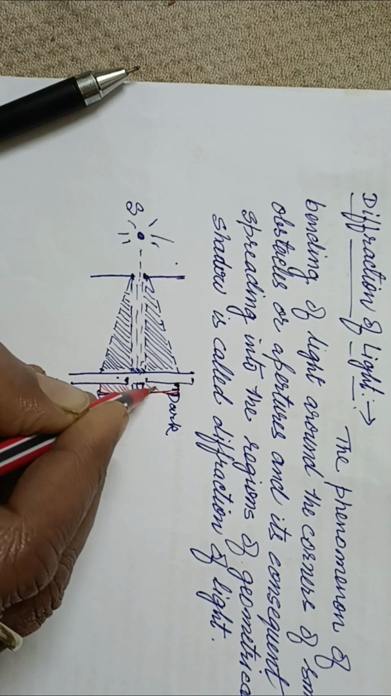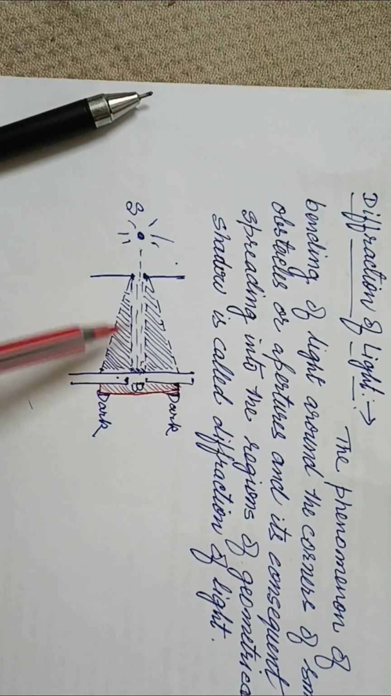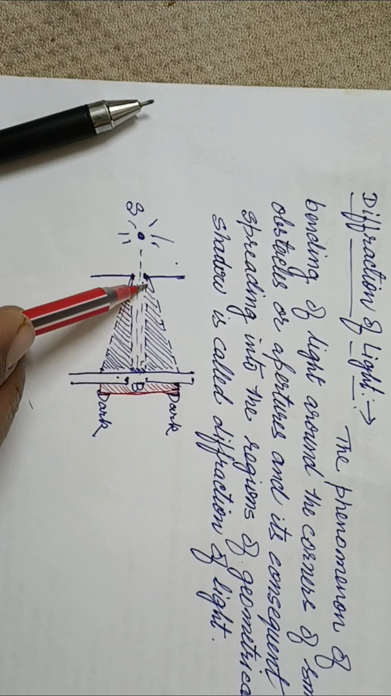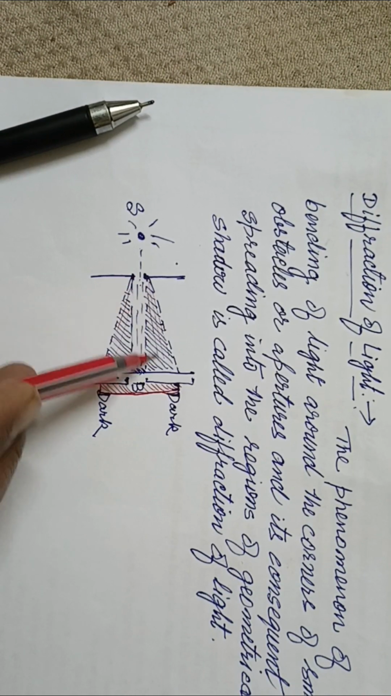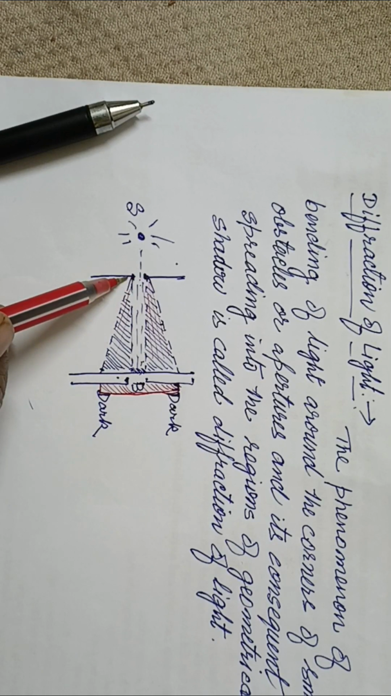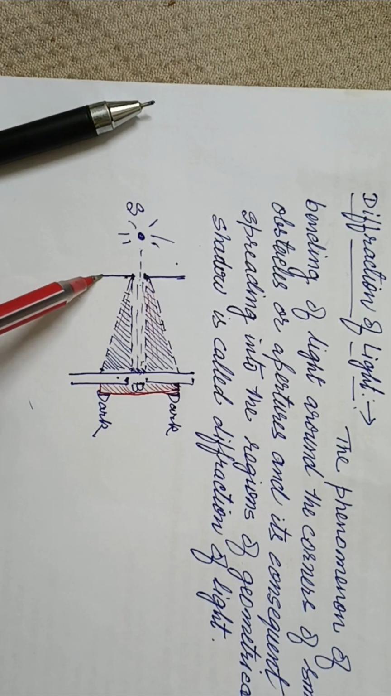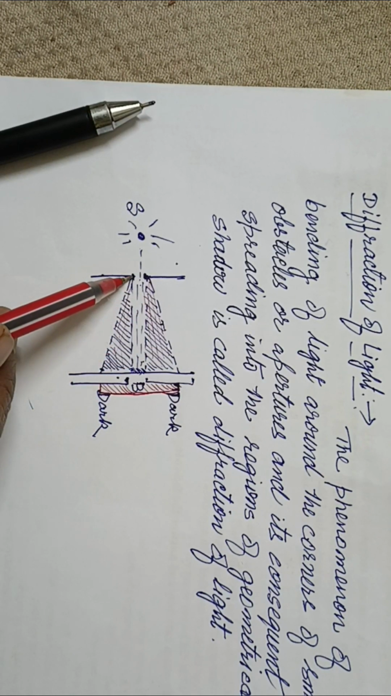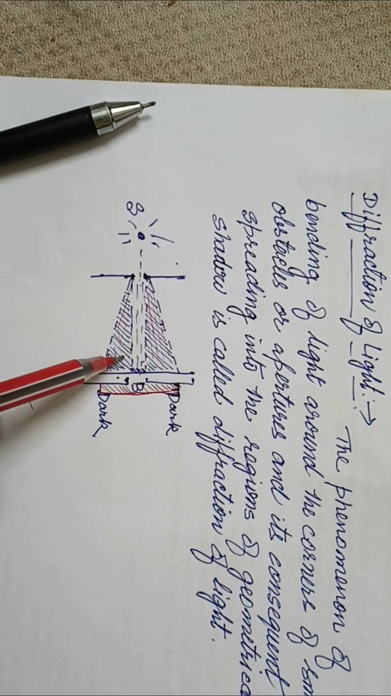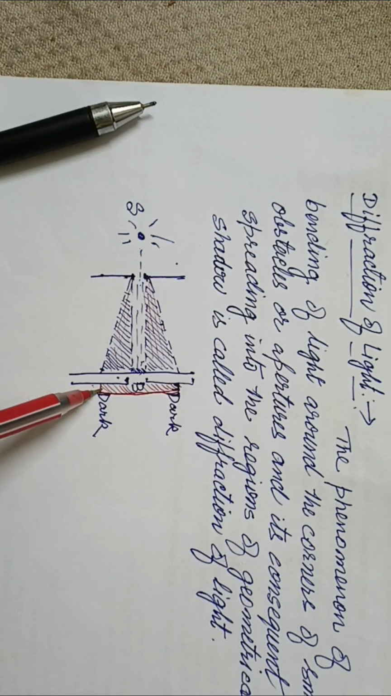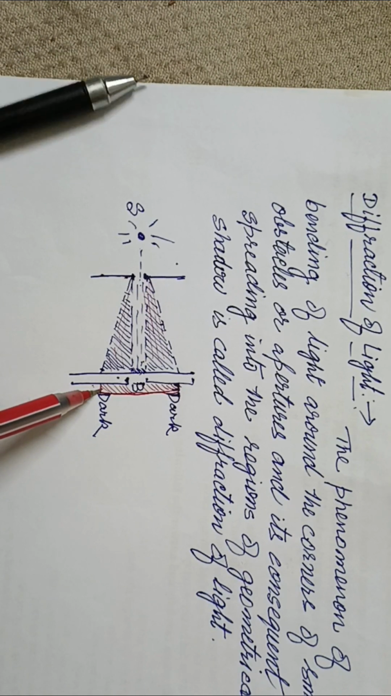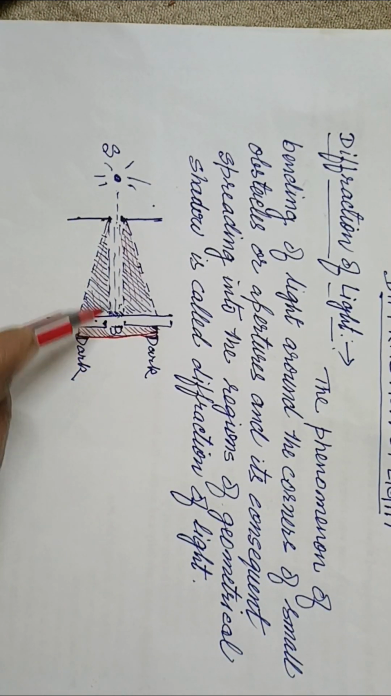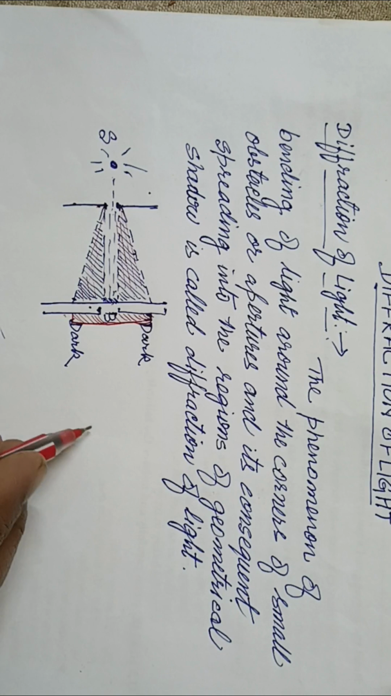So this phenomena is known as diffraction, means entering of the light into the darker portion through the edges or the corners of the obstacle, whatever the obstacle is there. So this phenomena of bending of light through the corners or edges of the obstacle into the darker portion of the shadow is known as the diffraction of light. You can understand it in another way also.